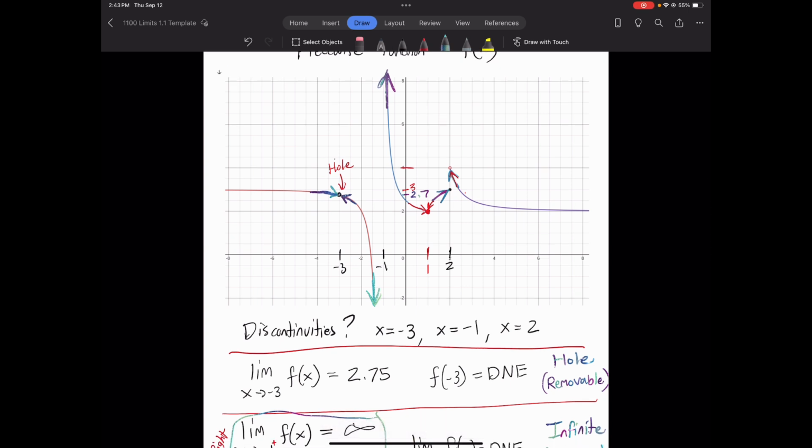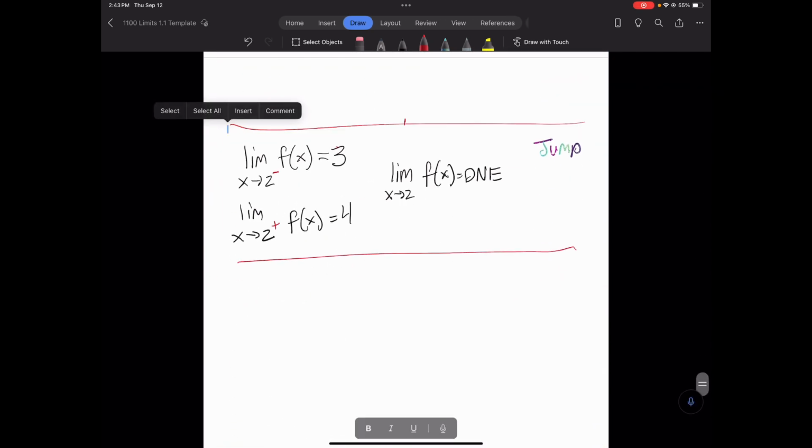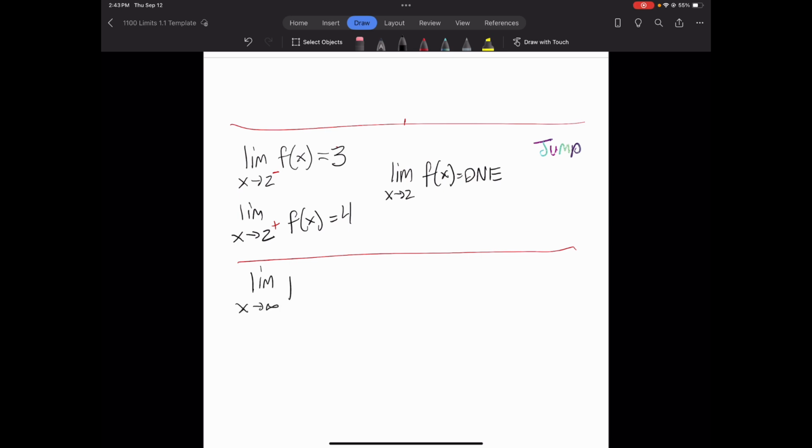Letting x approach infinity means I'm letting x get infinitely large. What's happening to my function as I let x get bigger and bigger? We can see that the function flattens out at a y value of 2. So what I would say is my limit as x approaches positive infinity of my function is equal to 2. My function approaches a y value of 2 as I let x get infinitely large. Well, let's go the other direction. What's the limit as x approaches negative infinity?